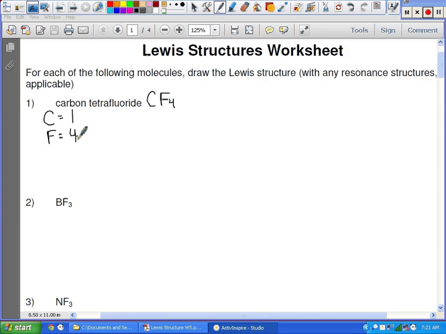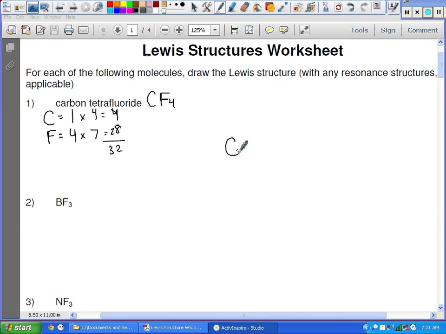Then I want to determine how many valence electrons each element has. Carbon is in group 14, so it's got 4. Fluorine's in group 17, so it's got 7. Then just do the math here: 4, plus 28, for a total of 32. Now I want to decide what my central atom is. Carbon is present, and carbon is always going to be the central atom. And then I want to connect all 4.